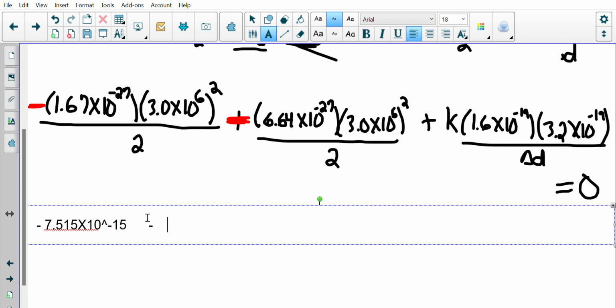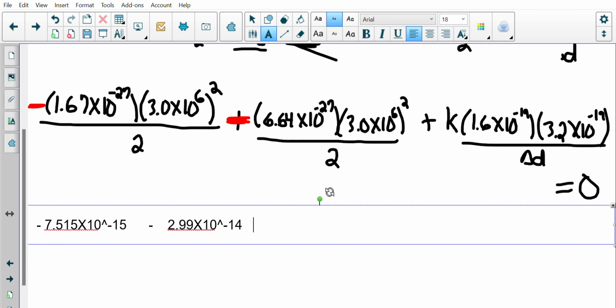Not subtract, really, it's adding, but this one's also negative. So I take my 6.64 times 10 to the power of negative 27. Then I'm going to multiply it by 3 twice because it's squared, and then multiply it by 10 to the power of 6 twice because it's squared, and then divide by 2. And end up with 2.99 times 10 to the power of negative 14.